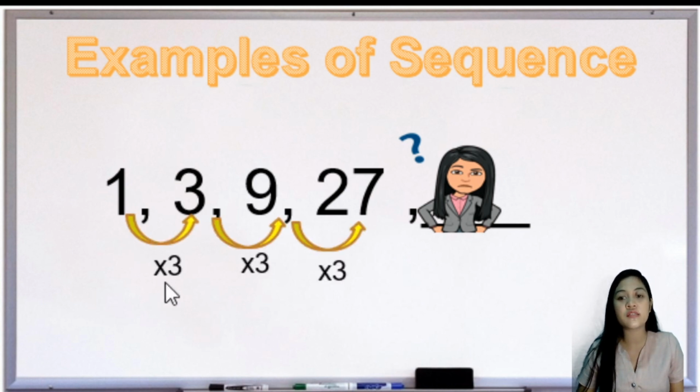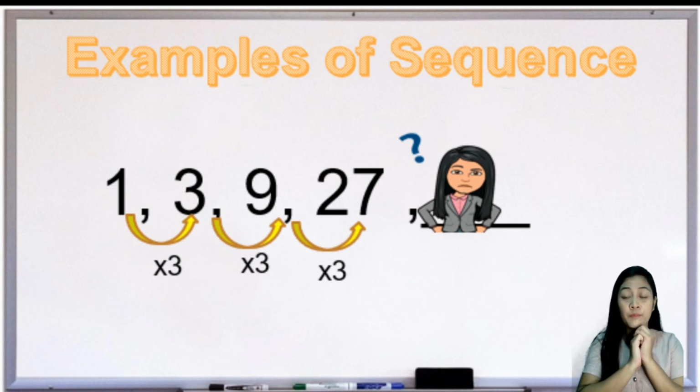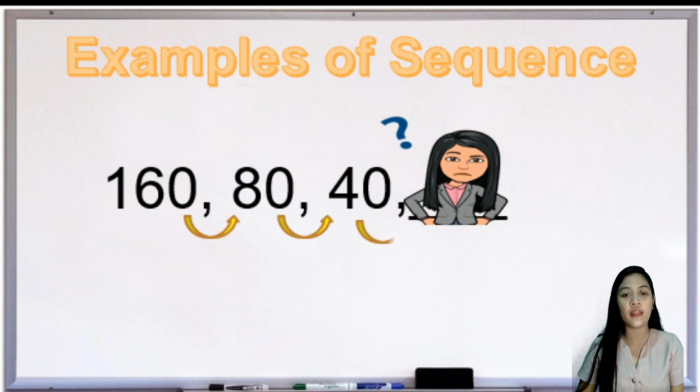So 1 times 3 is 3. 3 times 3 is 9. 9 times 3 is 27. So if the rule here is we are multiplying by 3, what will be the next term? That is 81.